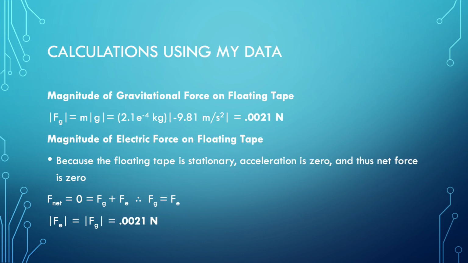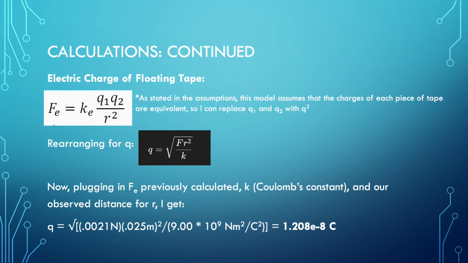To calculate the magnitude of gravitational force on the floating tape, I used the formula shown earlier, which I found to be 0.0021 newtons. Because the floating tape is stationary and acceleration is zero, net force must be zero, meaning that the magnitude of electric force must equal the magnitude of gravitational force, and the magnitude of electric force thus must be 0.0021 newtons as well. To calculate the electric charge of the floating tape, I rearranged the formula for electric force for Q. From there, I plugged in my values and found that Q equals 1.208 e to the negative 8 coulombs.